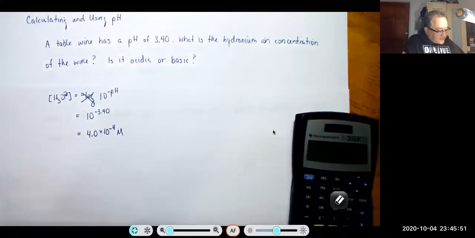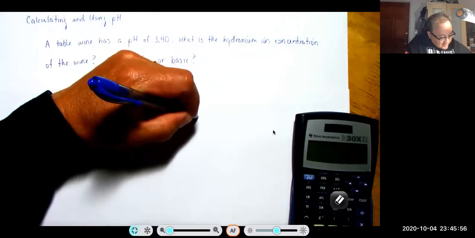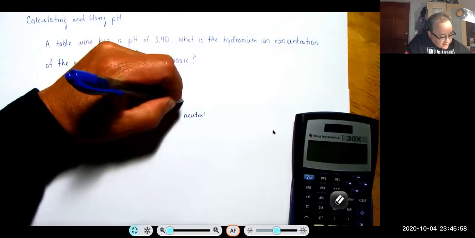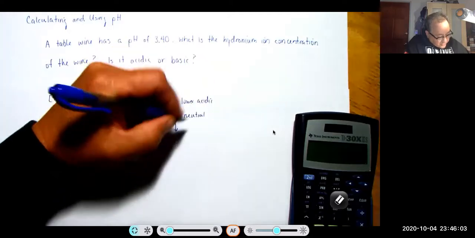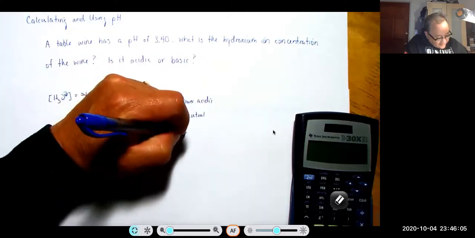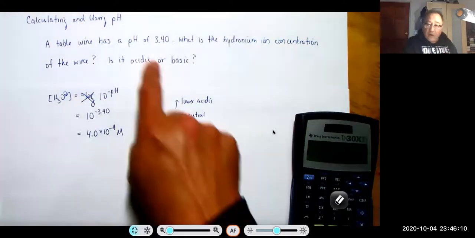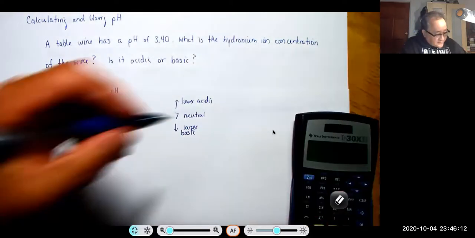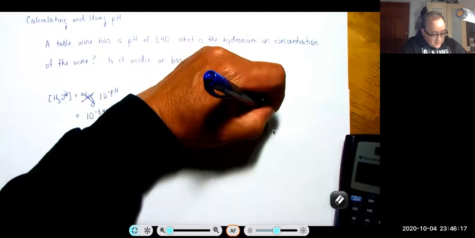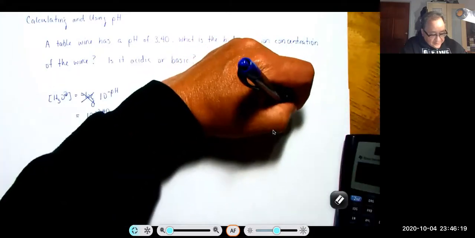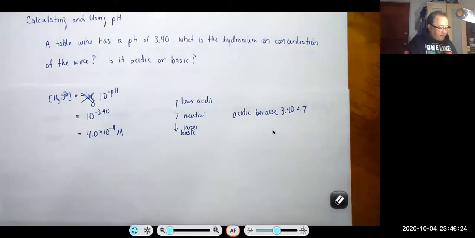So, is it acidic or basic? Remember, 7 is the cutoff for neutral. Anything lower is acidic, and anything larger is basic. And since 3.4 is lower than 7, this is going to be acidic because 3.4 is less than 7. Okay, so there's the answer to that one.